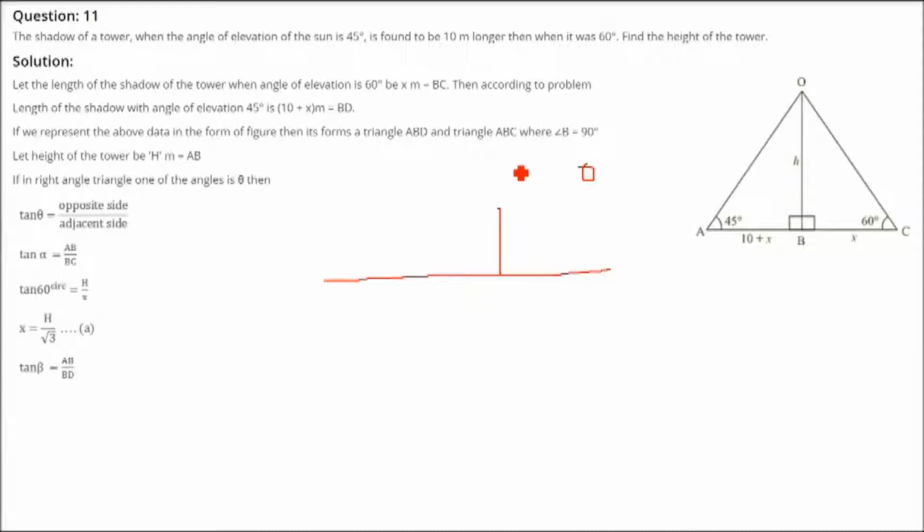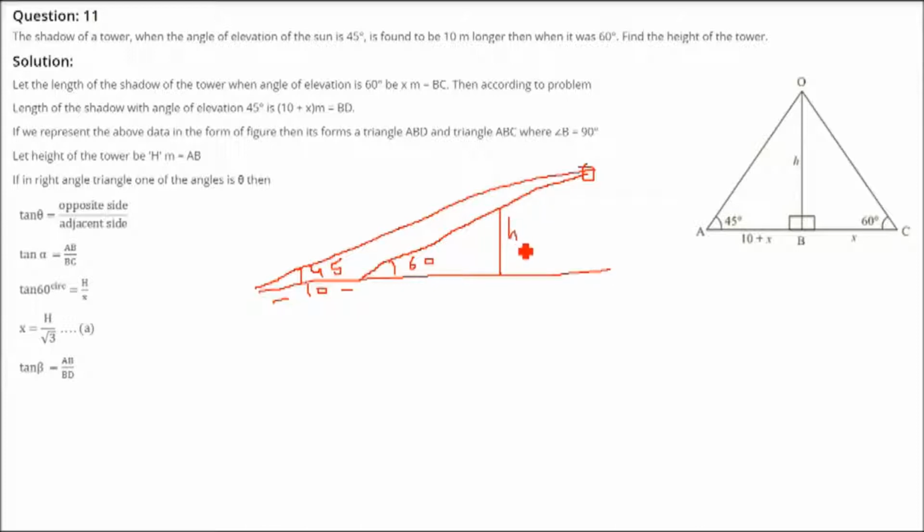Now the shadow of a tower when the angle of elevation is 45 degrees. So one angle is this one and one angle is this one. Which one will be less? 45 degrees. And this is found to be 10 meters larger. So this distance is 10 meters larger, then it was 60 degrees. Find the height of the tower.